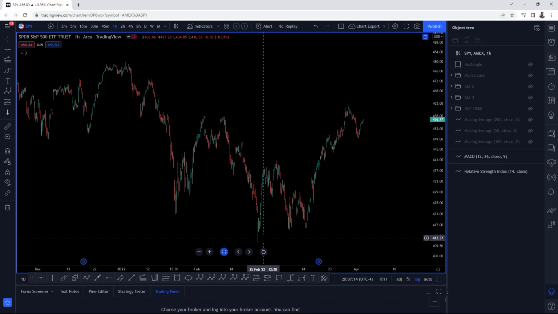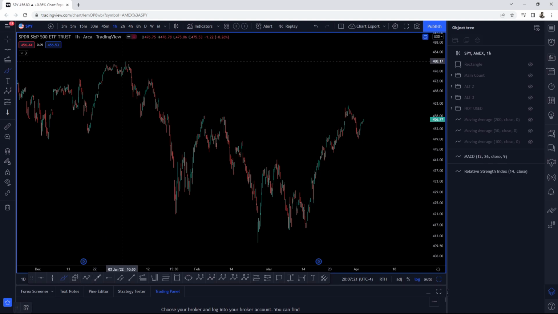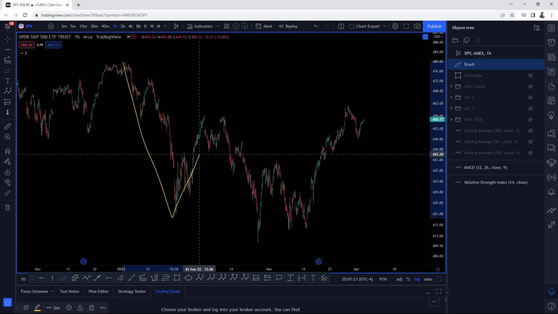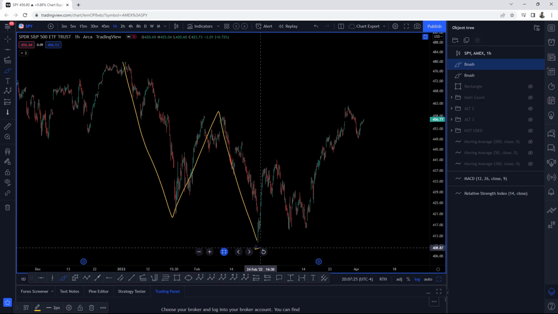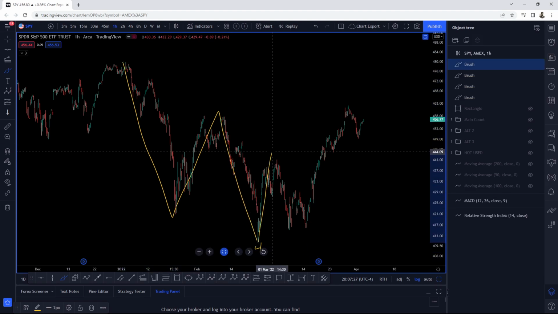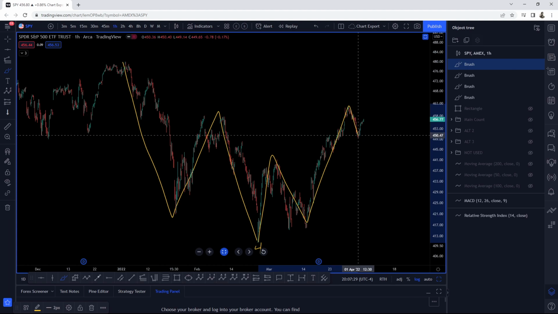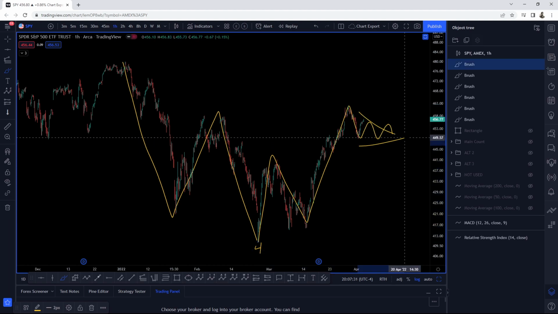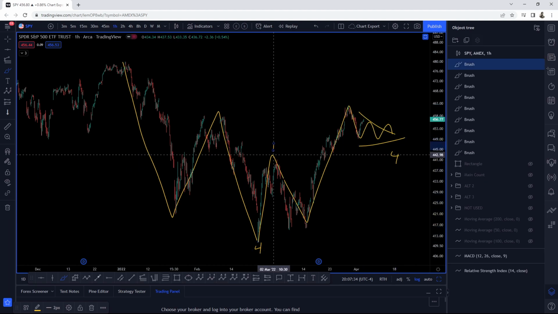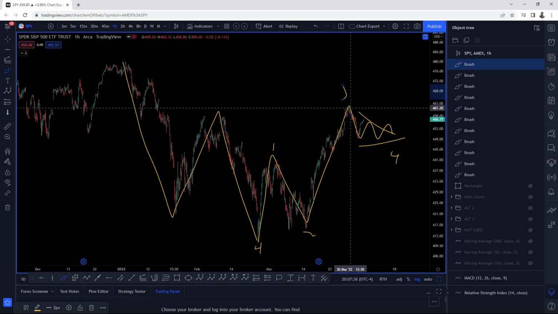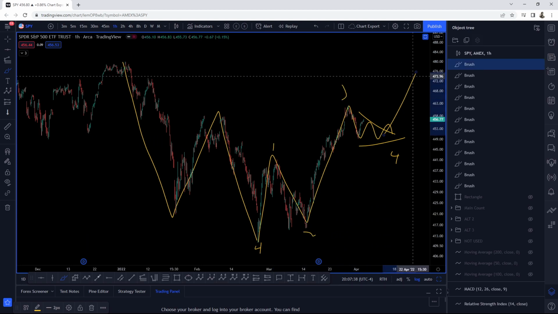So the main count has always been the same, guys. If you remember from our previous videos, we were looking at this as an A, B, and C to the wave 4. And then this is the 1, the 2, the 3, and then a triangle in the fourth wave. Okay, 1, 2, 3, and 4, and then we're going to wait for the wave 5.